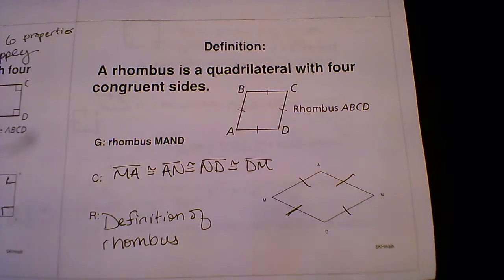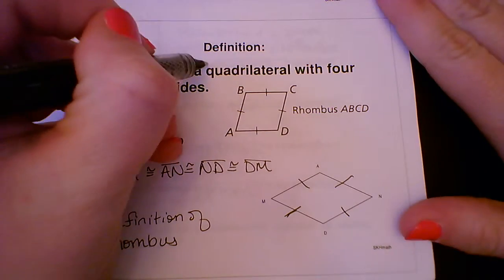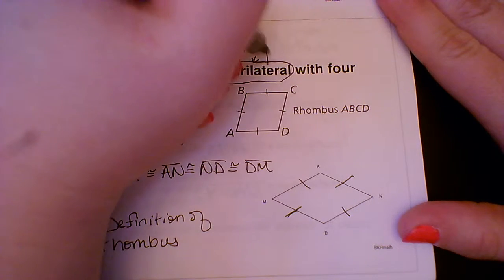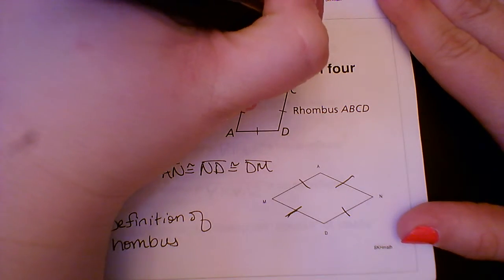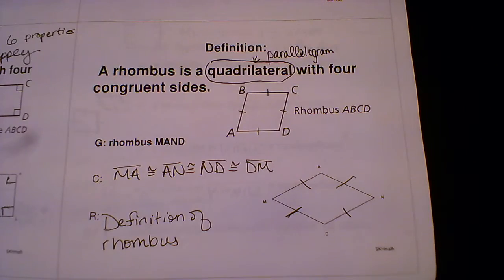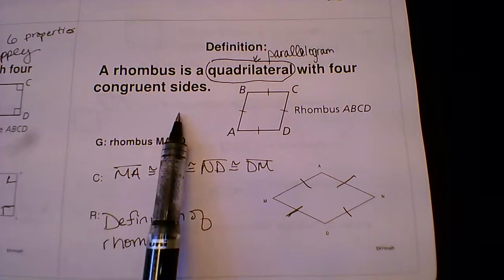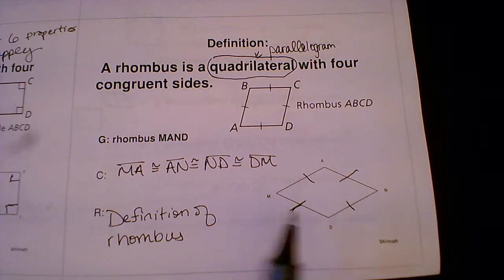Now, next we have a rhombus. I'm going to modify this definition a little bit because not only is it a quadrilateral, but it is a parallelogram, which is more specific because it means that those 6 properties that we've been dealing with apply. So a rhombus is really a parallelogram, but with 4 congruent sides. So because we know that this is a rhombus, we know that we have equal sides.